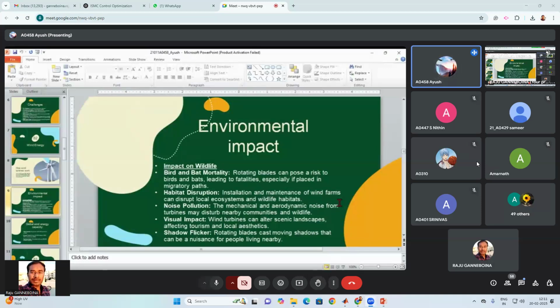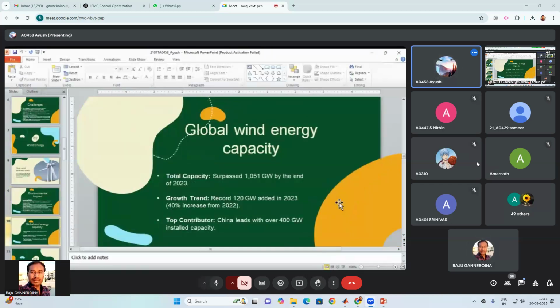Shadow flicker. Rotating blades cast moving shadows that can be a nuisance for people living nearby. The global wind energy capacity. So we are going to talk on the total capacity which wind energy can produce.